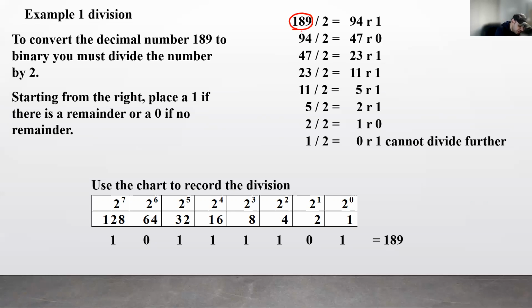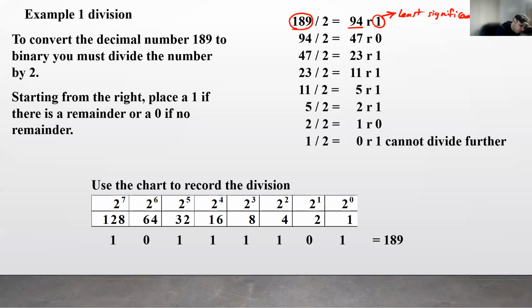So 189 divided by 2 will give you 94, and the remainder is 1. And this one here will be part of the final conversion, and it will actually be the least significant bit, LSB.